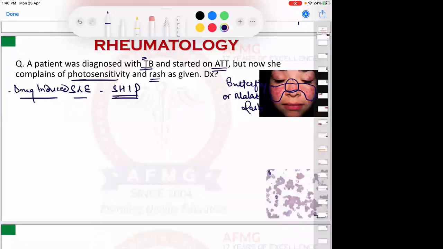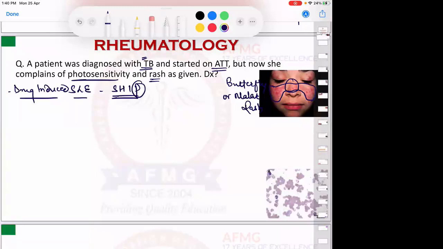And if they ask you the most common drug leading to drug-induced SLE, the answer should be procainamide. Most common drug causing SLE would be procainamide. No issues with this, anybody?